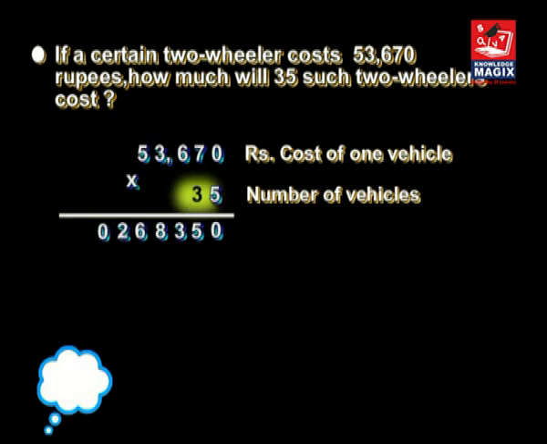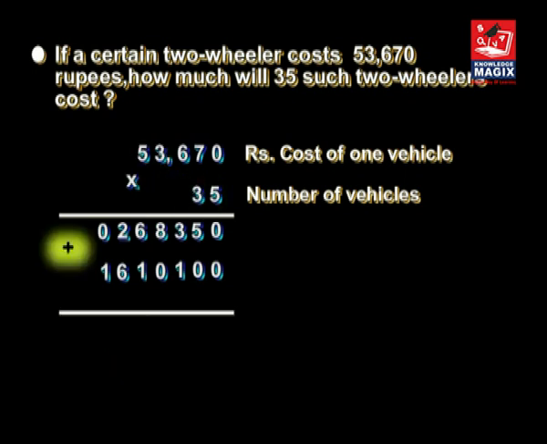Now we'll multiply by 3 tens. So we'll put 1 0 here. 3 zeros are 0. 3 sevens are 21. 1 is written. 2 is carried over. 3 6 are 18 plus 2, 20. 0 is written. 2 is carried over. 3 3s are 9 plus 2, 11. 1 is written. 1 is carried over. 3 5s are 15 plus 1, 16.